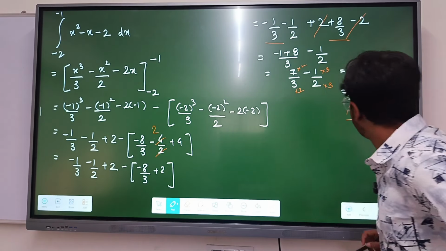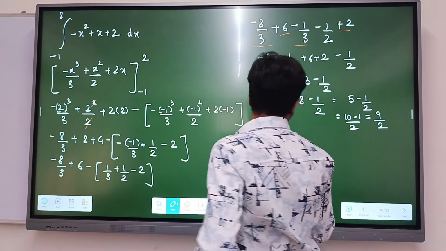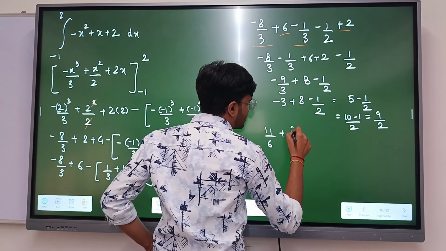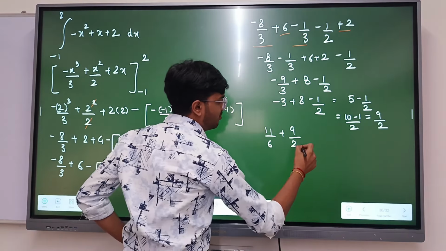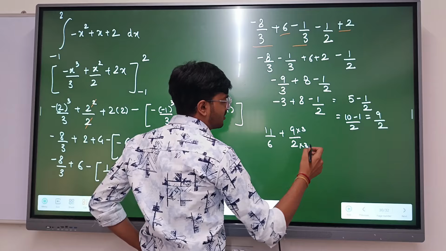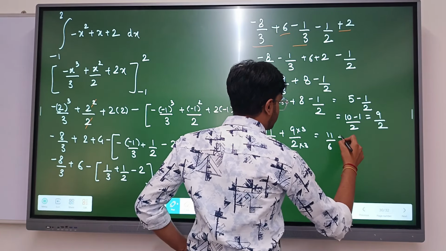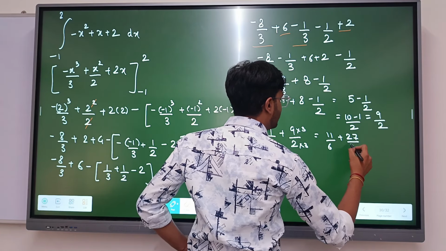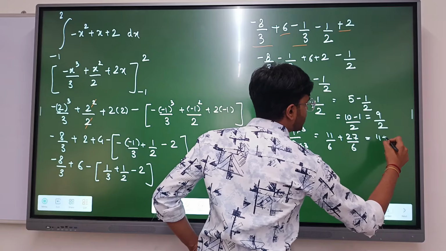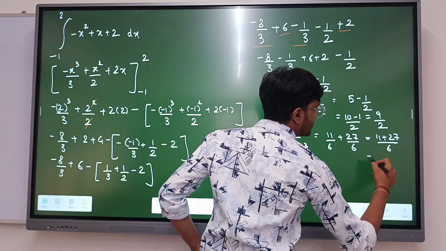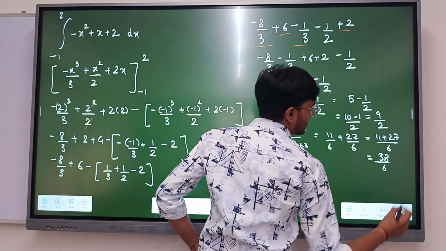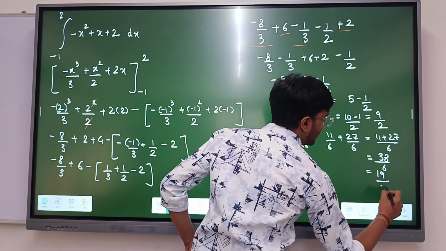So what was the value of the earlier integral? 11 by 6. In the other integral, 9 by 2. So 11 by 6 plus 9 by 2. If I take LCM, multiply by 3, what will I get? 11 by 6 plus 27 by 6. So 11 plus 27 by 6, which is 38 by 6. If you cancel it, I'll get 19 by 3.